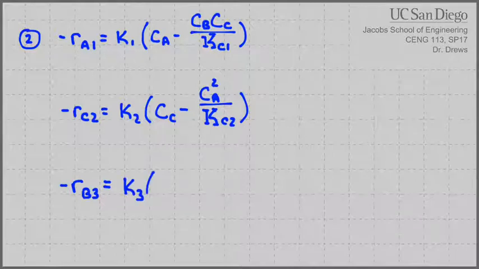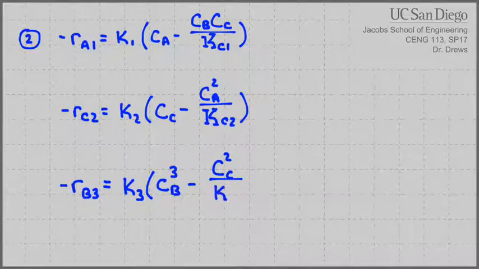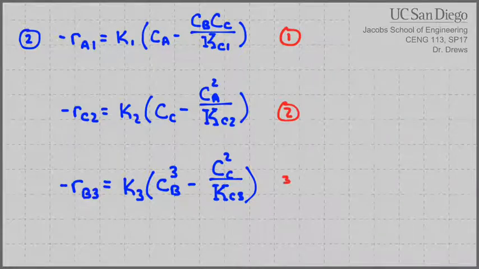So this one would be K3, and now we have 3B is reversible to 2C. So we have C sub B cubed minus C sub C squared over K sub C for reaction 3. So that's all we do for step 3. It does not matter which species we write. Pick whichever one is easiest and write down one of those for each reaction. So just in case it's not clear, those subscripts there, that was for reaction 1, this was for reaction 2, and this was for reaction 3.